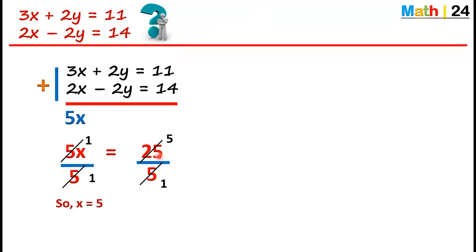Now that we have x equal to 5, we need to look for the value of y. And we can do that by substituting x in any of the equations above, and we are going to have the value of y. So let's use equation 1 and see what we obtain.